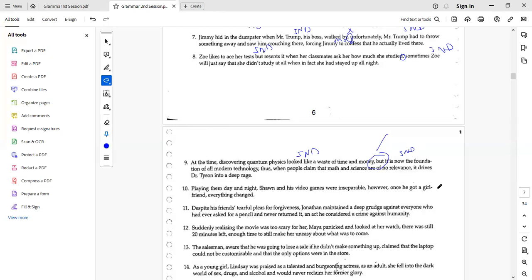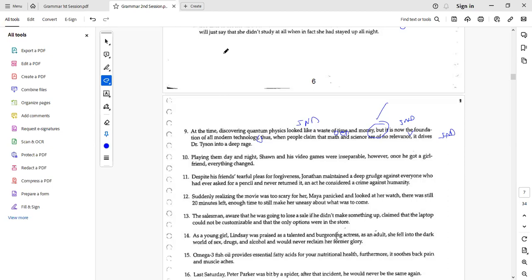طيب. ها؟ those قبل لا thus when يعني هنا؟ ولا ايه لا لا قبل هنا هنا هنا يا حل. لأن أنا عندي independent بعد كده قال لي thus when people claim that math and science are no for relevance, طبعا دي dependent. بعد كده it drives Dr. Tyson into a deep rage, this independent. طبعا dependent independent between them comma is right. The problem that we have, independent. Then there is another independent. But the problem here, we have to put semicolon or comma fanboys or full stop. Perfect hal. Number 10, Myrna.